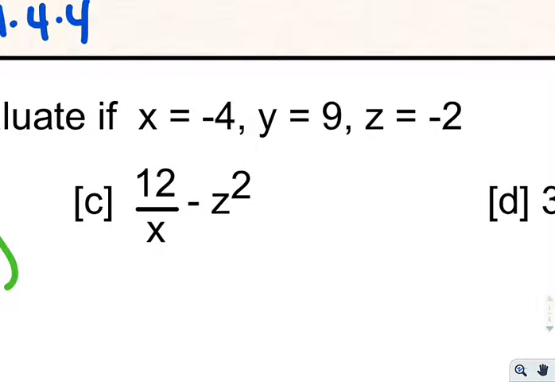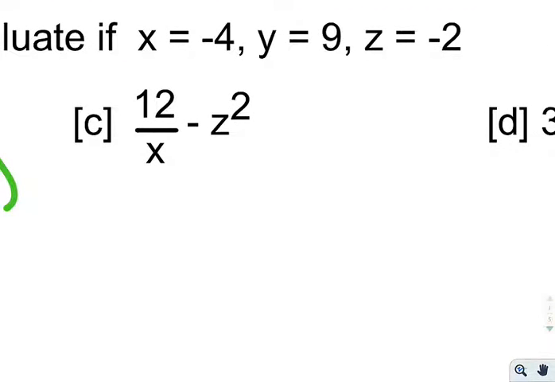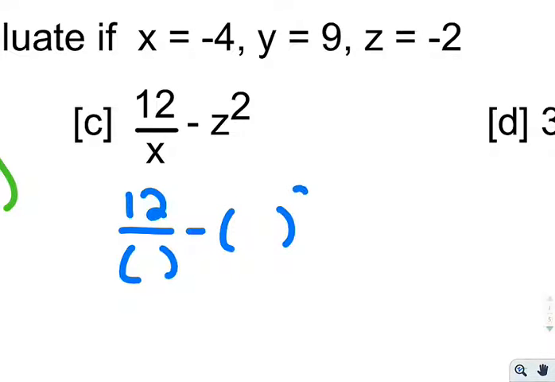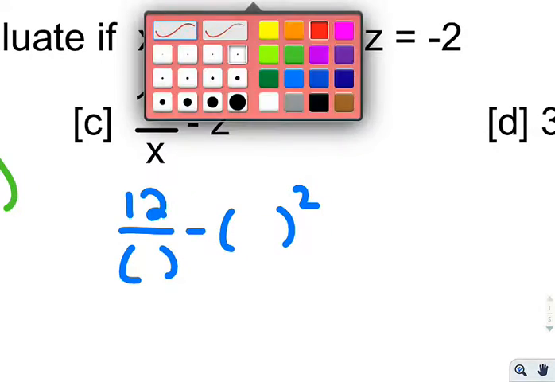Okay, so we have 12 divided by x minus z squared, so check it out. So 12 divided by some value x, putting this parentheses there for now, minus z squared. Okay. So now let's do some replacement.